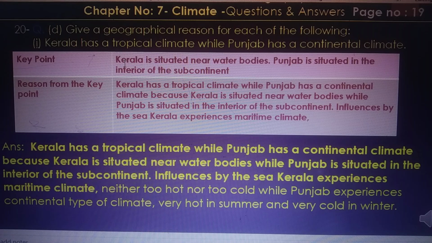Influenced by the sea, Kerala experiences a maritime climate. And we have the final answer also.